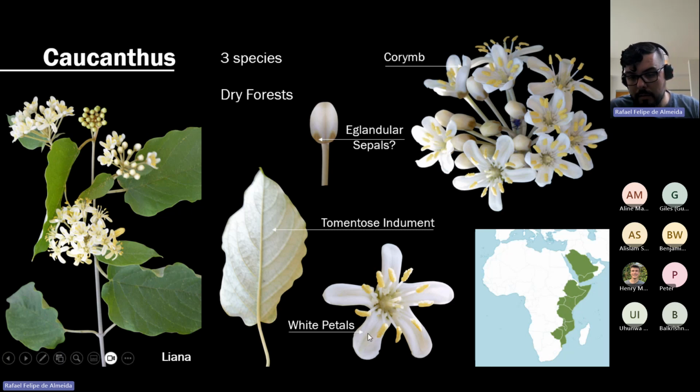Their petals are always very, very white, very actinomorphic. They are not zygomorphic anymore as those previous genera that I showed you. The sepals are probably glandular, but we do see some bugs here, probably ants at the base of the sepal. So I think that they're probably looking for nectar, and if they're there, they might have some kind of glands there. So maybe we need to study this issue more in depth in the future. And the flowers are arranged in corymbs.